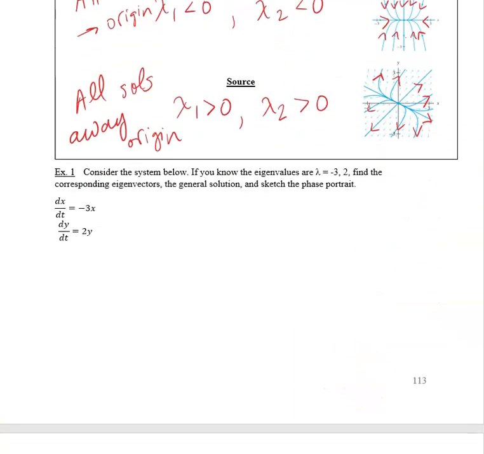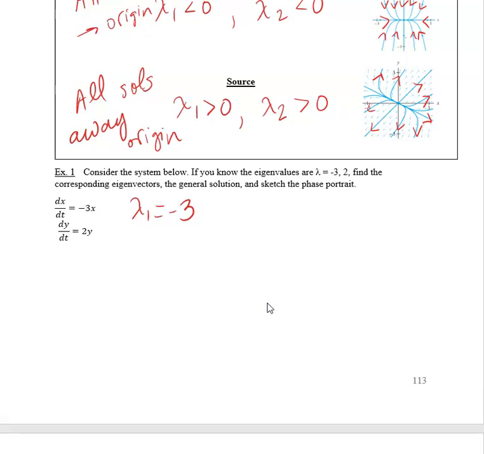So let's look at an example here. It says, consider this system below, and they've told you that the eigenvalues are -3 and 2. So let's use this to find the eigenvectors that go with it, the general solution, and then take a look at the phase portrait. Let's start with the first one, -3. I'm going to call that lambda 1 is -3.